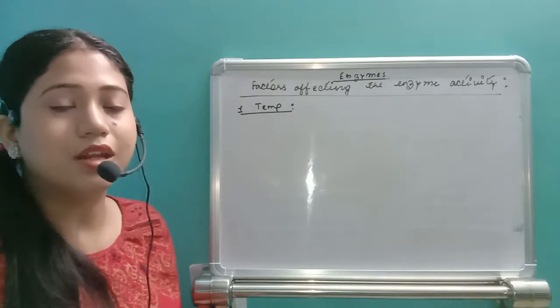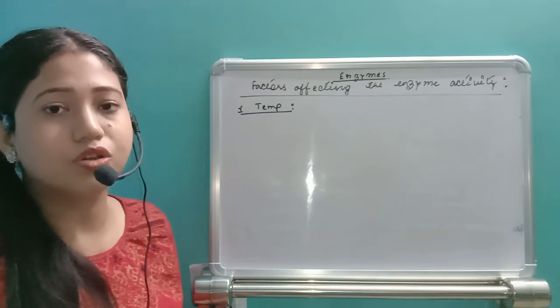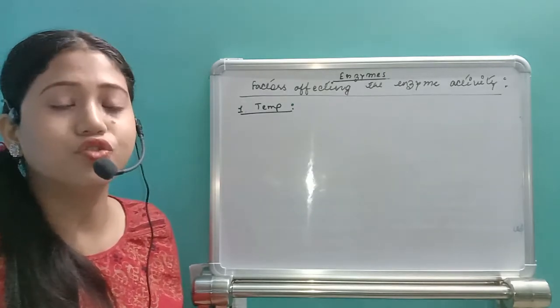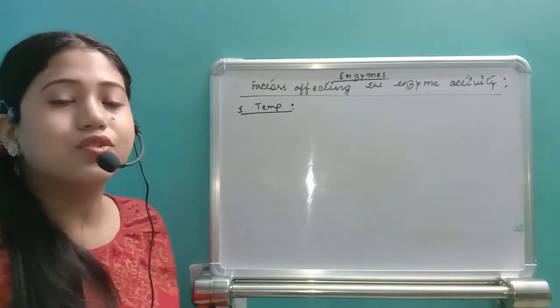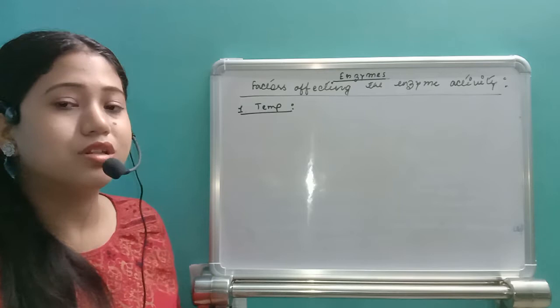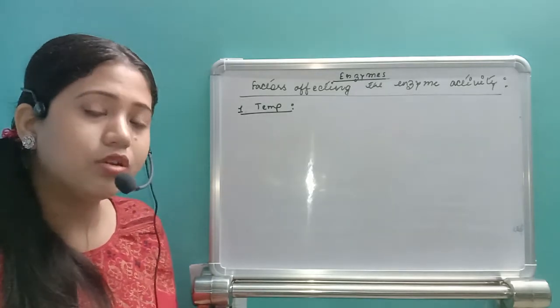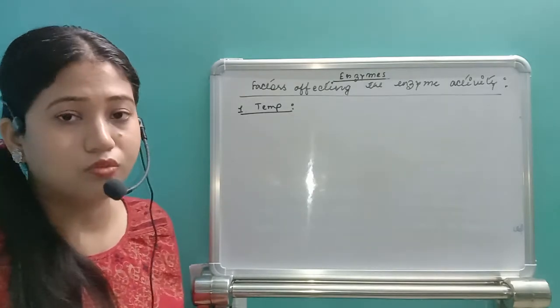We homeotherms are adapted so that our body temperature is maintained at 36.5 or 37 degrees Celsius, where most of the enzymes work. So what happens in the case of these enzymes? To carry out a chemical reaction, a specific temperature is needed. Below that temperature or above that temperature, the enzymes do not work.